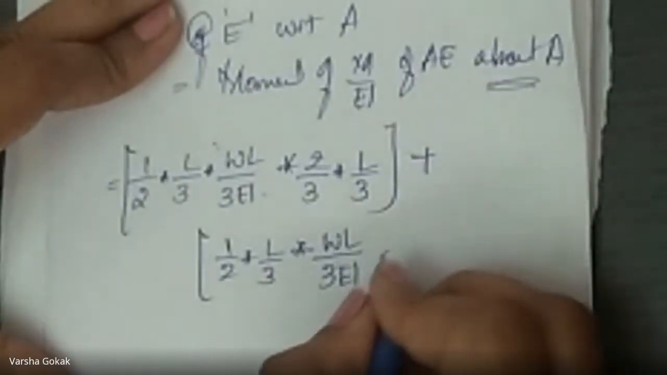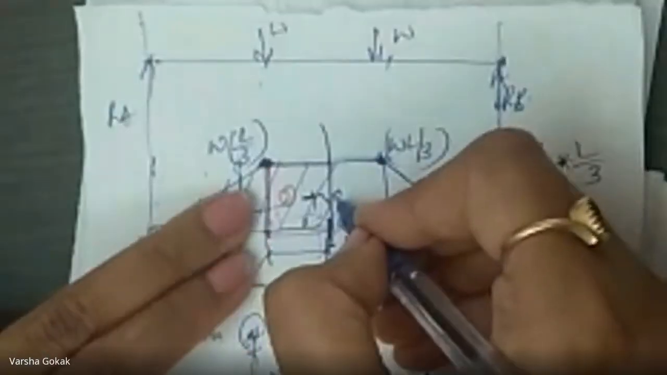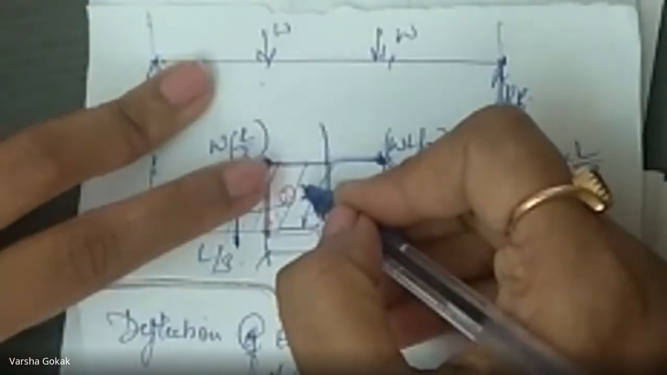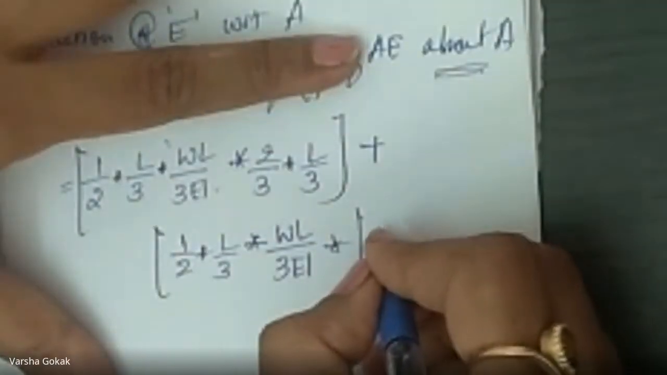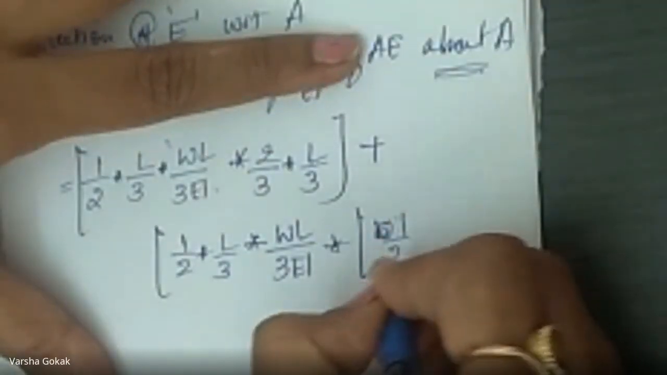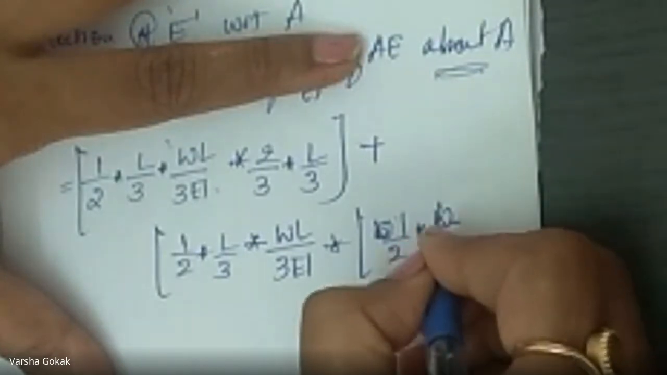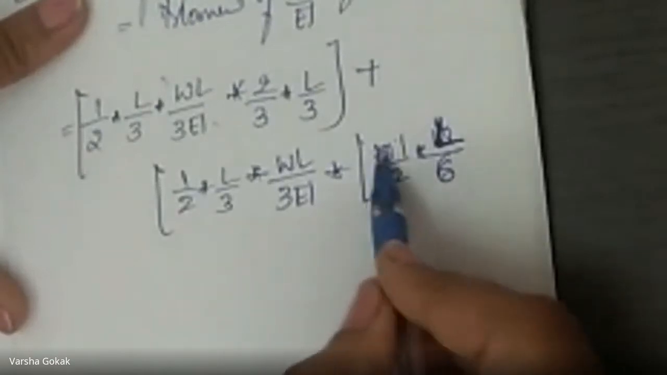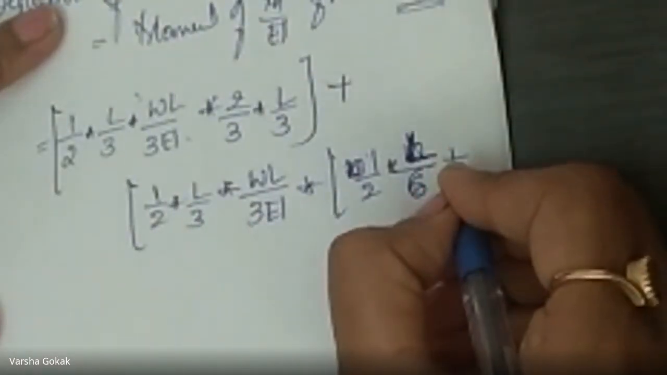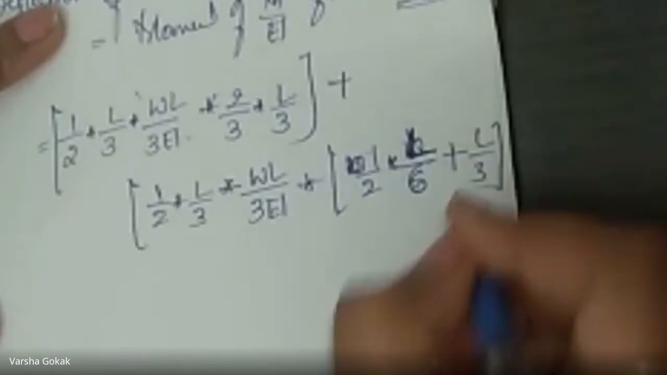Into CG. CG means how much? This is already half of L by 3, and we need its half plus L by 3. Correct? So I'll write it as half of L by 6. This is L by 6, no? Half of L by 3 means L by 6. So half of L by 6 plus L by 3 has to be taken, because I'm taking moment over here.